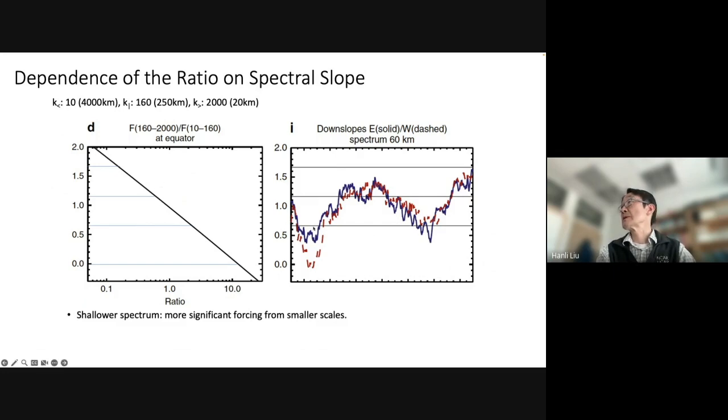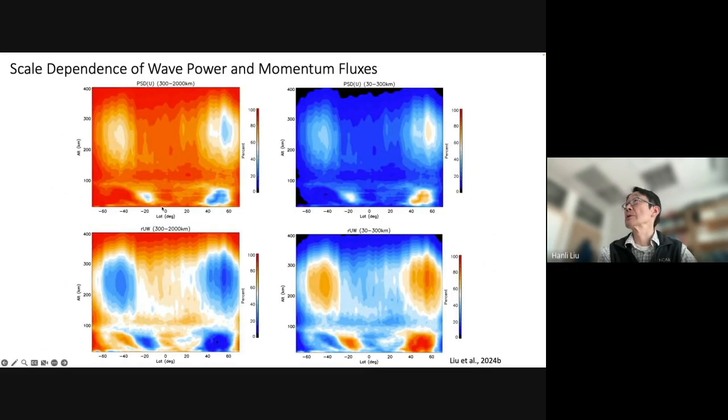And this is a plot of the spectrum from the model. Sometimes you get a really shallow spectrum, even almost flat. In those cases, the small scale contribution can be twice as large as the large scale, or even larger. So this is why it's important to capture the smaller scales.